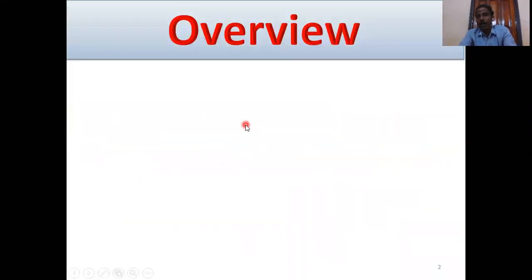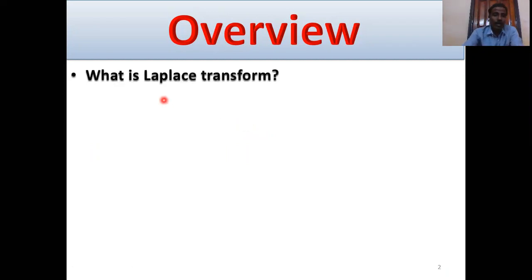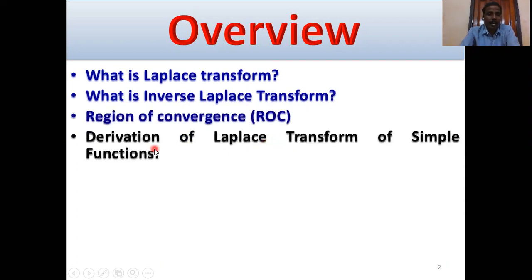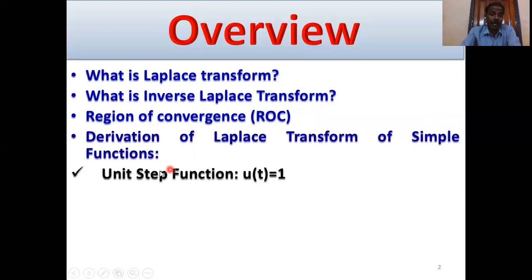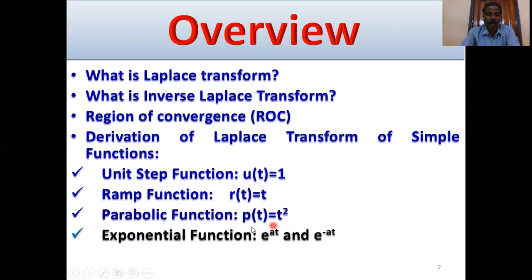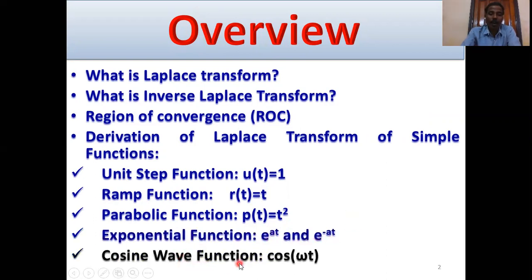Then overview. What is Laplace transform? First point, what is Laplace transform? And what is inverse Laplace transform? Region of convergence. Derivation of Laplace transform of simple functions like unit step function u(t) equals 1, ramp function r(t) equals t, parabolic function e(t) equals t square, exponential function e to the power at or e to the power minus at, and cosine wave function.